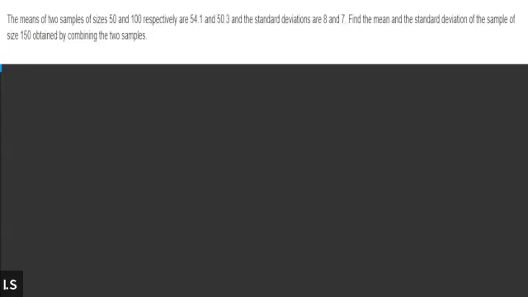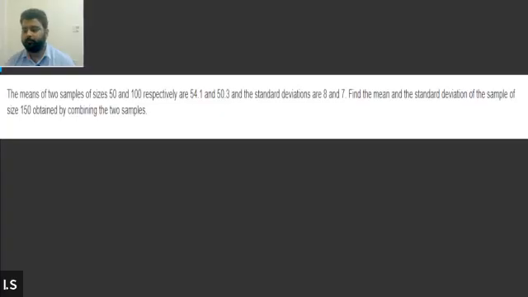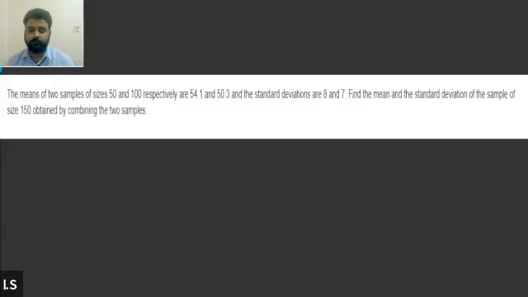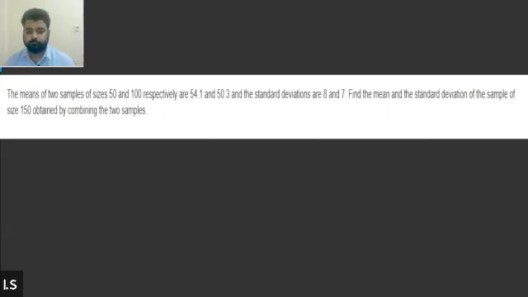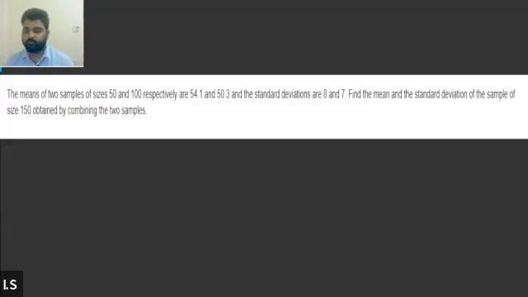Alexander. Sir, I just found the combined mean. And what is the value of the combined mean? Sir, 1 second. 51.56. Yeah, that is correct. 51.56.